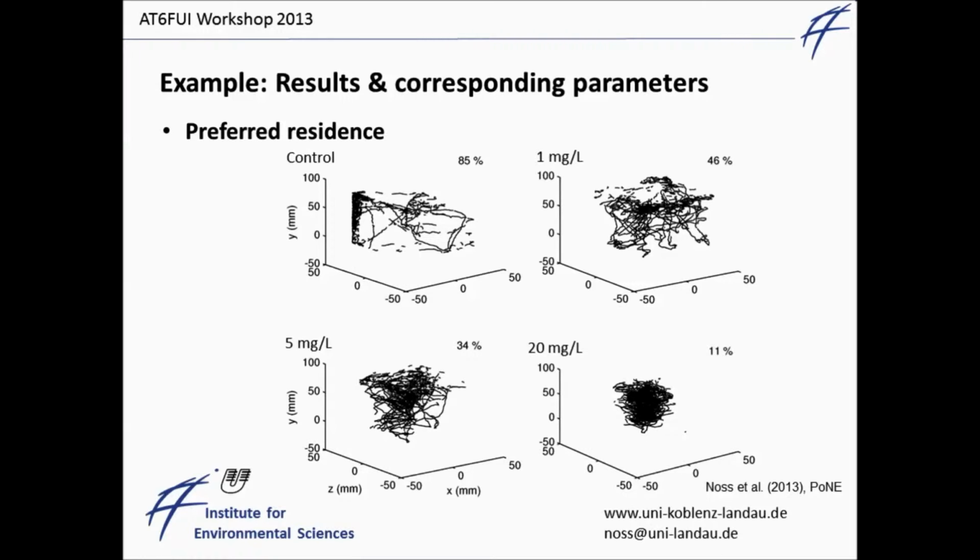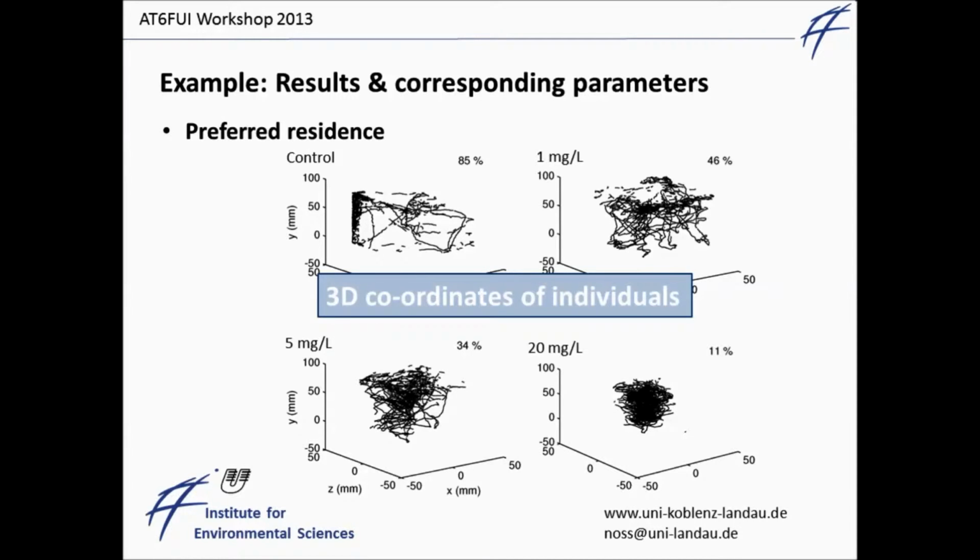Immediately after application, we saw a very clear difference in the behavior. You can see here the pathways of 10 individuals in each treatment. The percentage at each subplot denotes the residence and vicinity to the walls of the tank. Pathways and the percentage show that higher exposed animals swam more in the central region of the tank. For such an analysis, one needs the coordinates of all Daphnia positions at every time step.